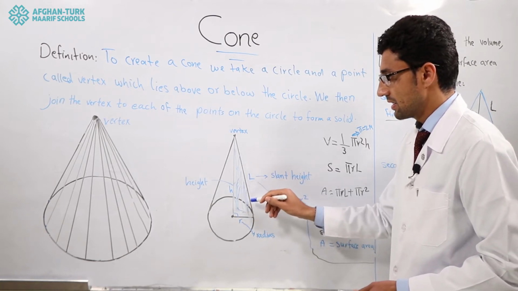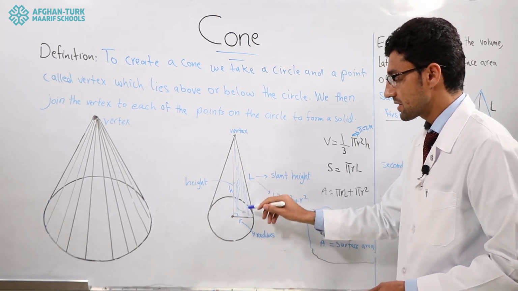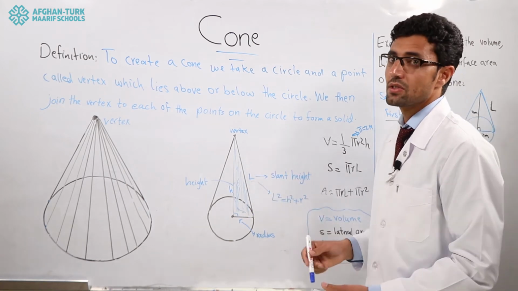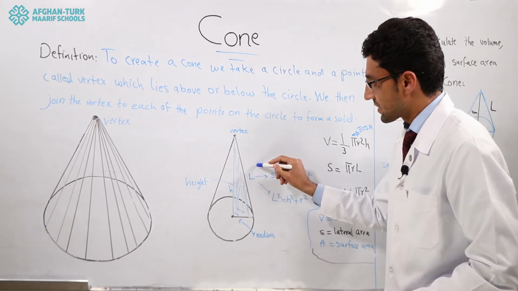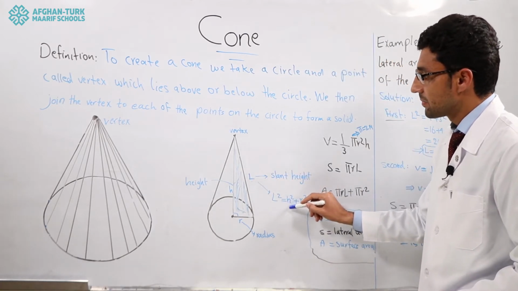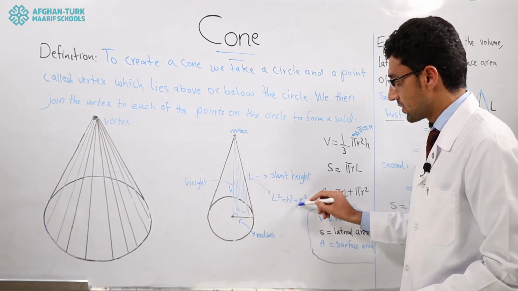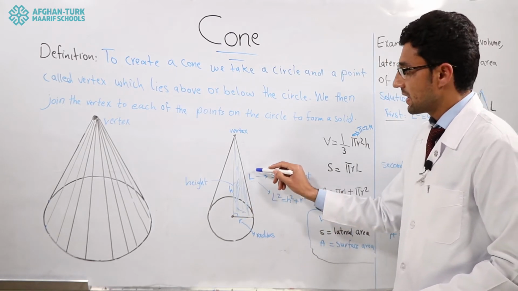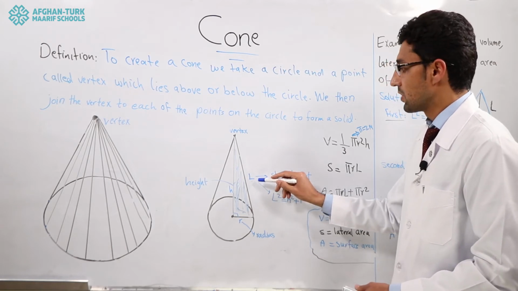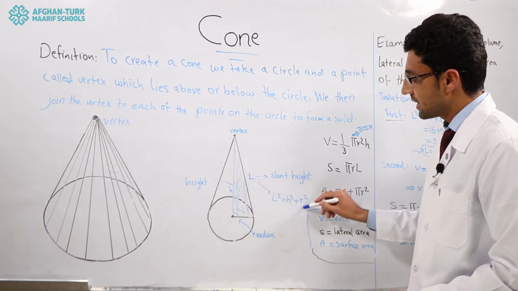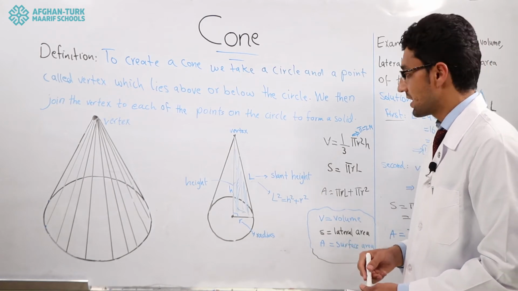By this right triangle, we can also have the Pythagorean theorem. What is this? L square is equal to H square plus R square. If somewhere L is not clear, what should you do? You have to find it by the Pythagorean theorem.